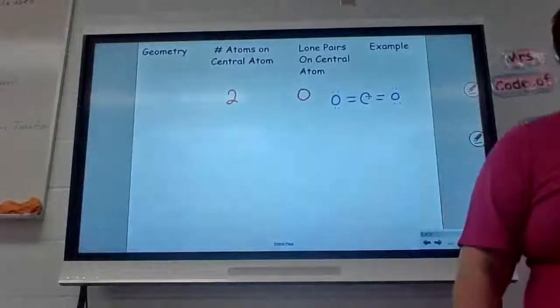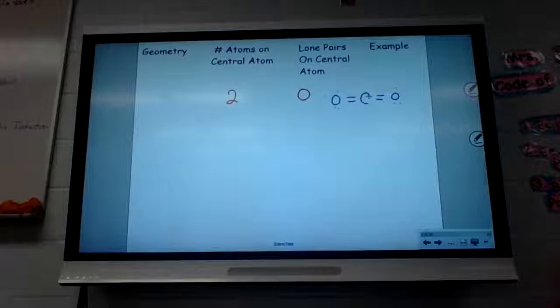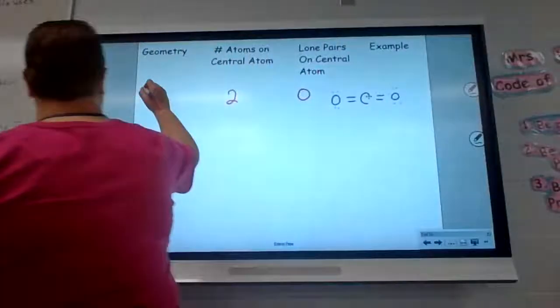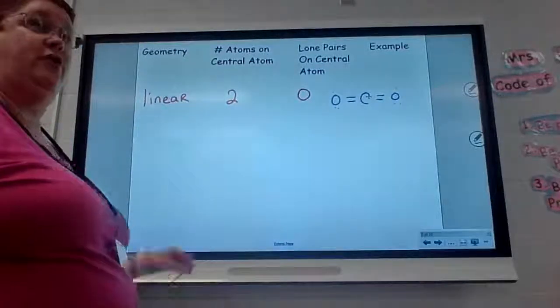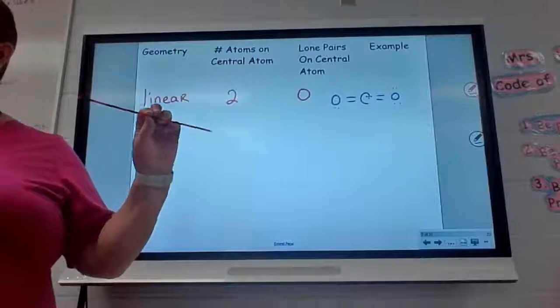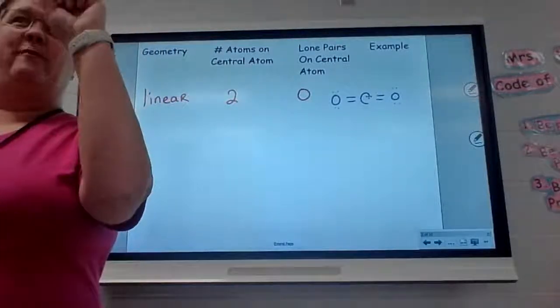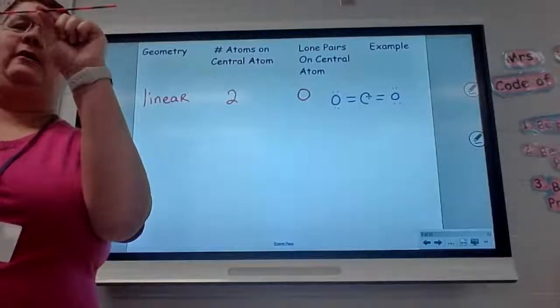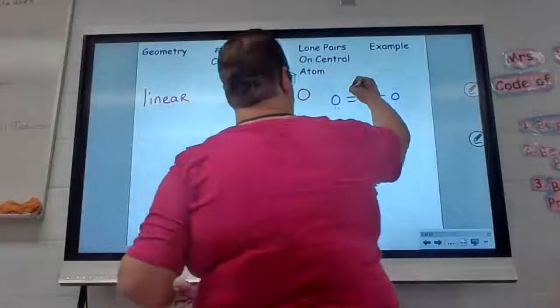What geometry do you have? What does it look like in a geometry class? A line. Looks like a line. So its geometry is linear. Now, you do not have to know this for the quiz tomorrow, but you have to know it for the test. Since y'all have all had a geometry part of math class, what bond angle is this? 180. Very good, Trevor. It's 180.